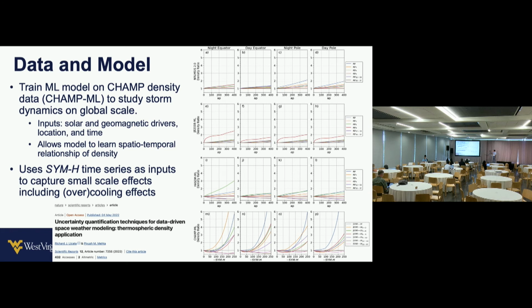But what we're trying to show here is that as we drive the models with increasing Ap for the first 3 models, and then SYM-H for the last CHAMP ML model, we don't see any response from the top 2 models, NRLMSIS and JB2008, that represents any cooling effects due to NO or any other cooling mechanism. Whereas both HASDM ML and CHAMP ML do show that. So we are also validating our methodology here by saying we are seeing something with our model that we should be seeing. So that's just one small way of validating our model.